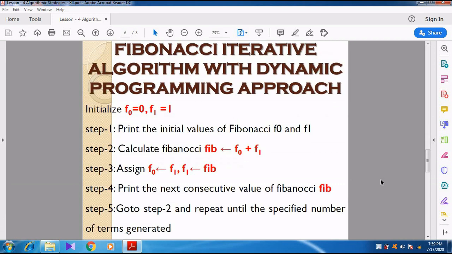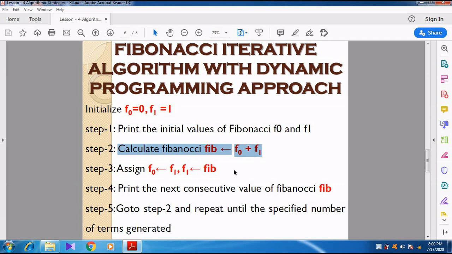Let us see the algorithm: Fibonacci iterative algorithm with dynamic programming approach. How to create this algorithm? Initialize f of 0 equal to 0 and f of 1 equal to 1. So they are taking the 0th value as 0 and the first value as 1. Now they print the initial values f of 0 and f of 1. Then they calculate the Fibonacci: fib is equal to f of 0 plus f of 1.